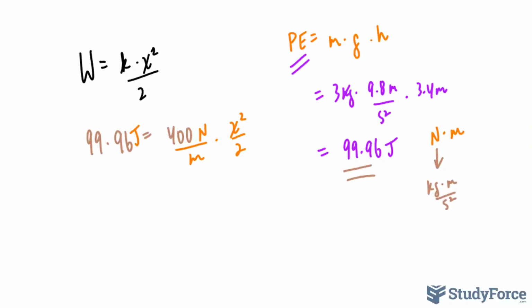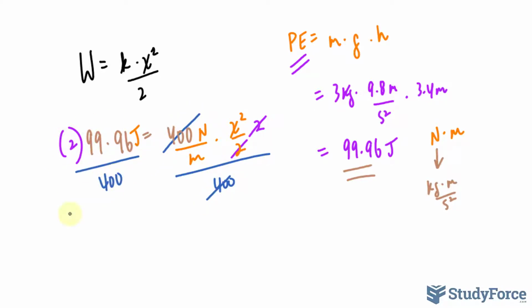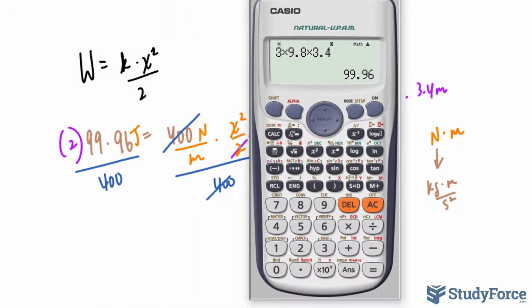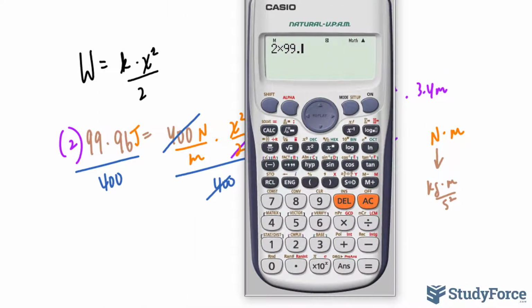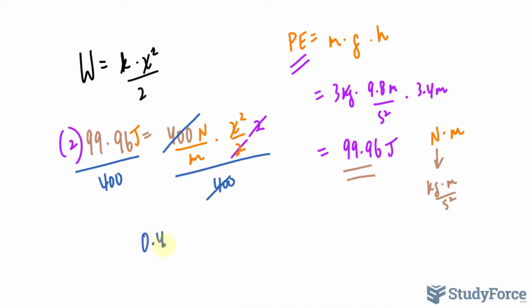By solving for x, we have solved question A, the distance. So let's solve for this x. I'll multiply both sides by 2, and that gets rid of this 2, and now it's over here. And divide both sides by 400. If I divide this side by 400, that and that cancel out. And by calculating this, we are one step closer. So 2 times 99.96 divided by 400 makes this number 0.4998. 0.4998 is equal to x squared.